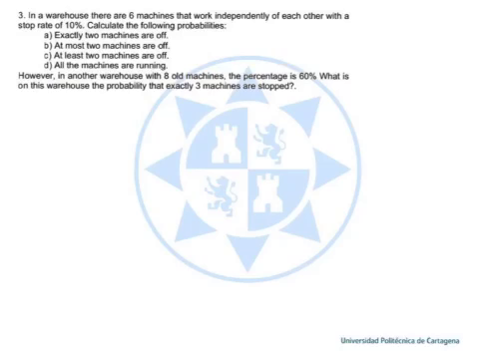We are going to start with part A. We are asked to calculate the probability that exactly 2 machines are off. But first we are going to describe that x is our variable and it represents the number of machines that are off. Moreover, we know that x follows a binomial distribution with n equal to 6 and with a probability of stop rate of 0.1. Now let's continue with part A.